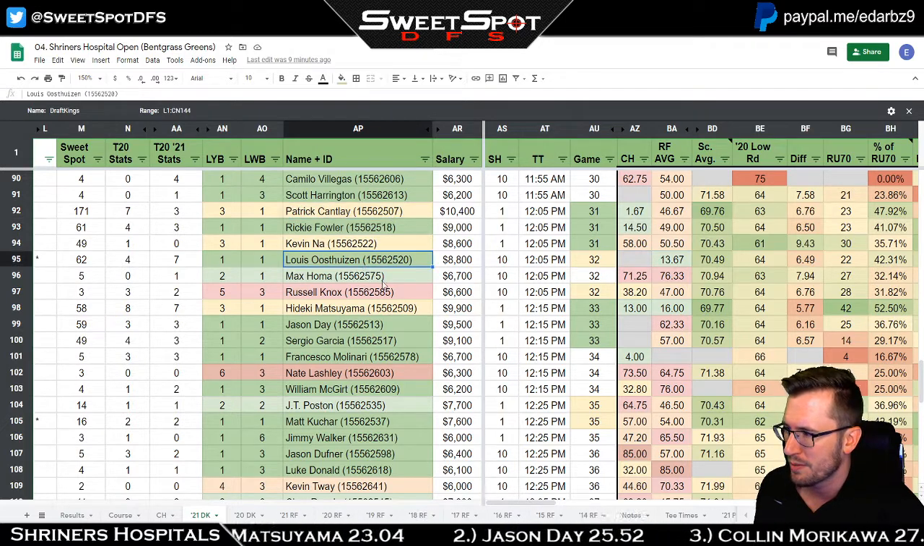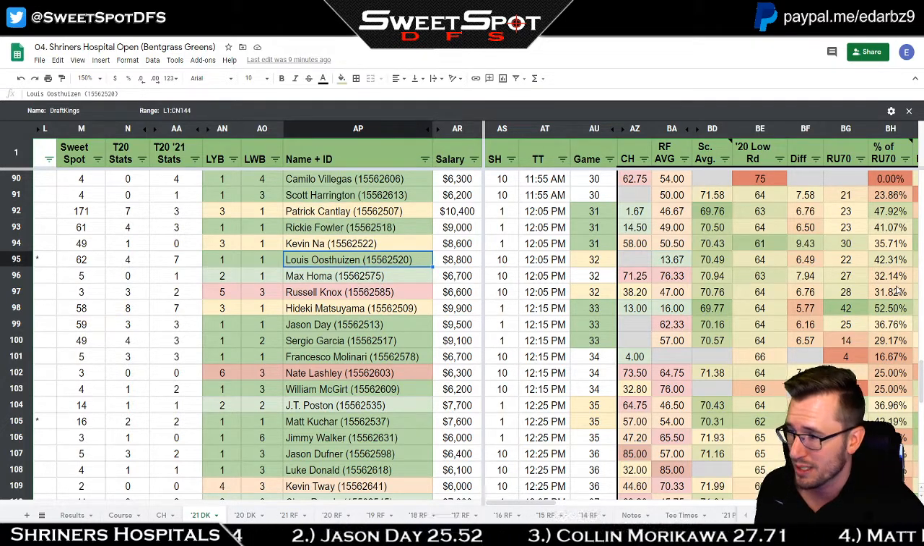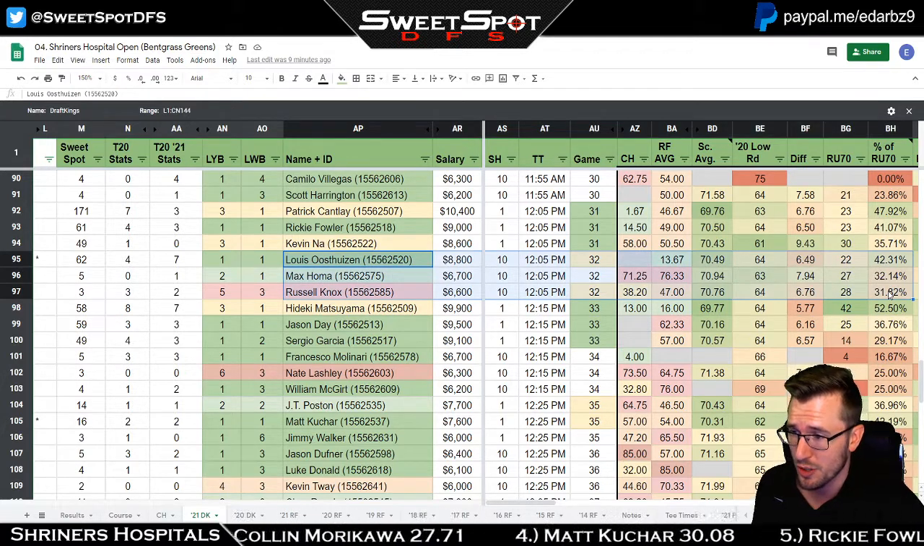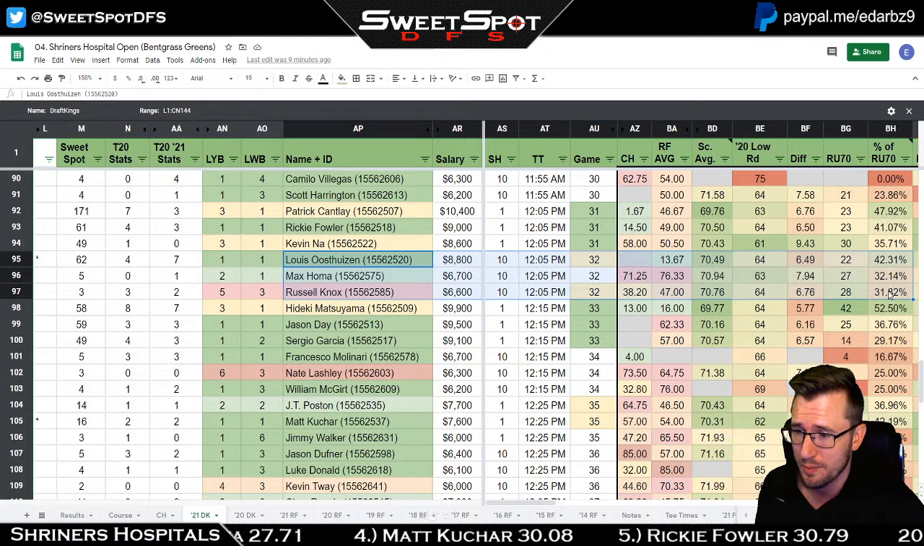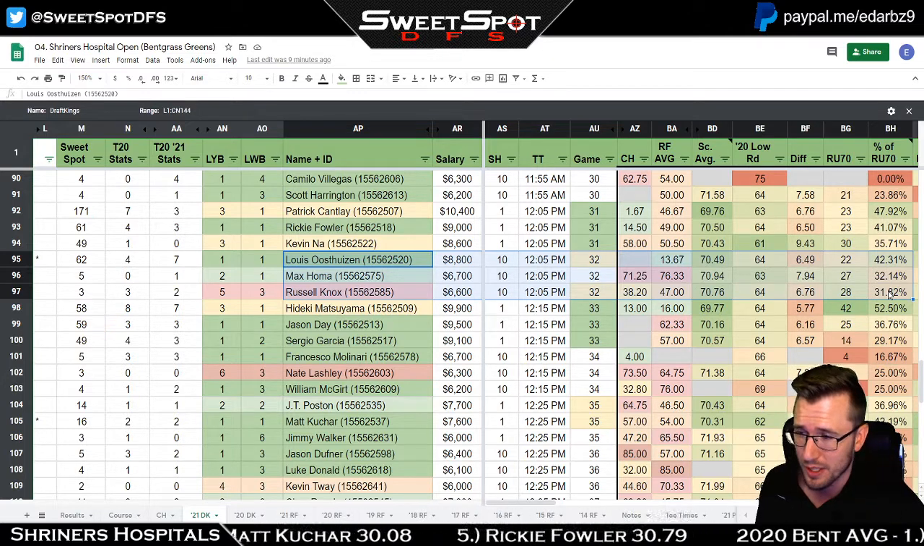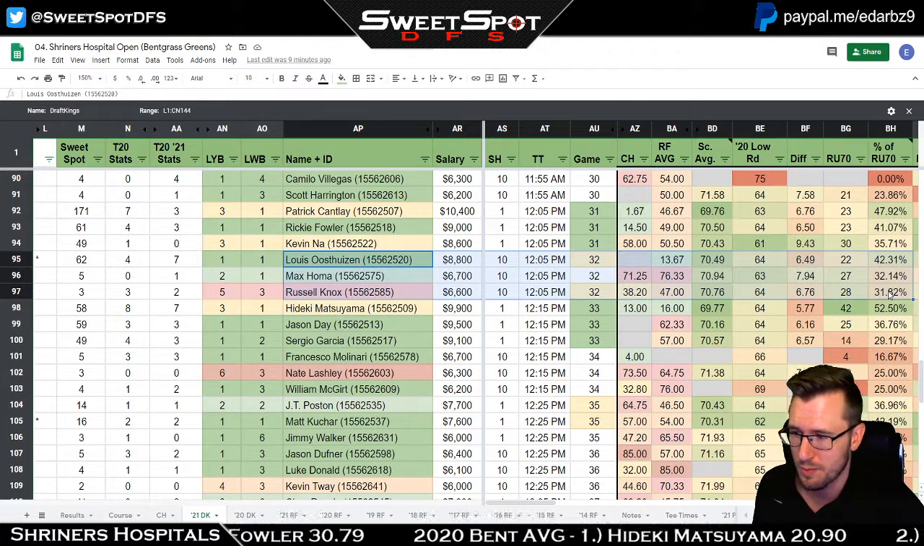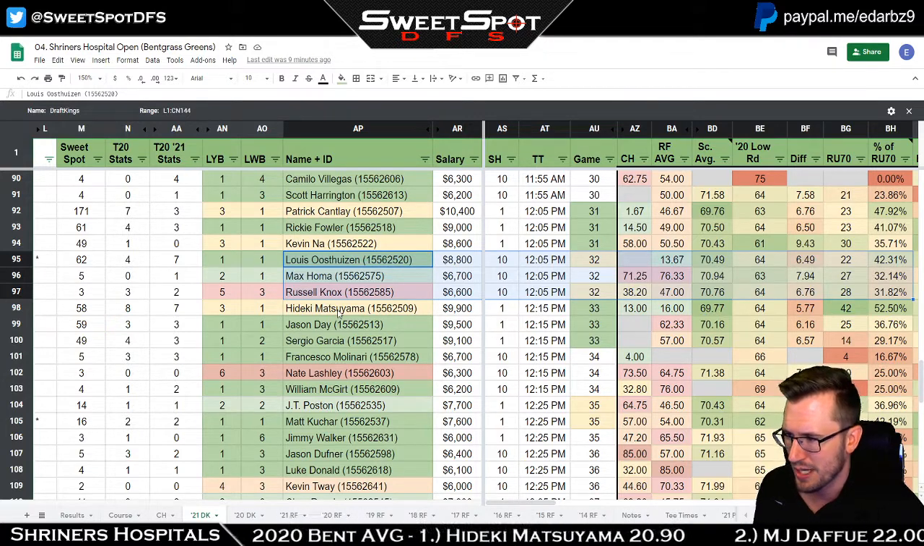Louis Oosthuizen, Max Homa, and Russell Knox. I don't like this group whatsoever. I do like Louis. I just don't trust him because I'm not sure why he pulled out of the tournament last week, and he's been known to withdraw at a moment's notice. So keep that in mind as well.